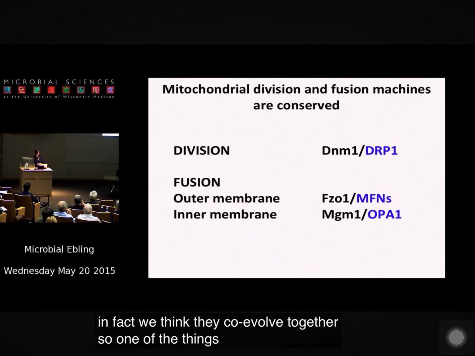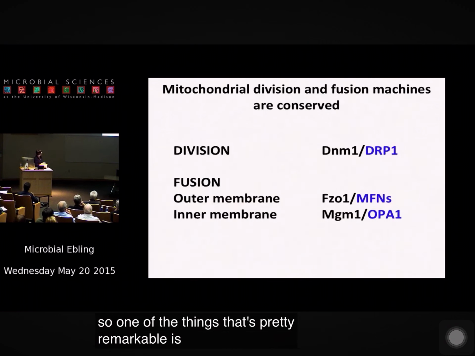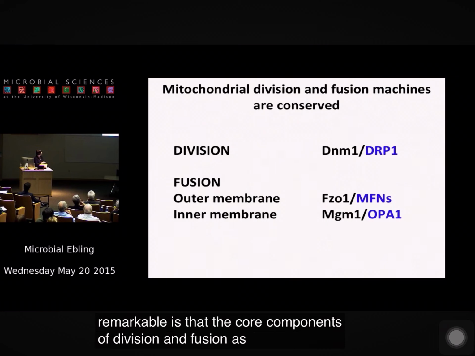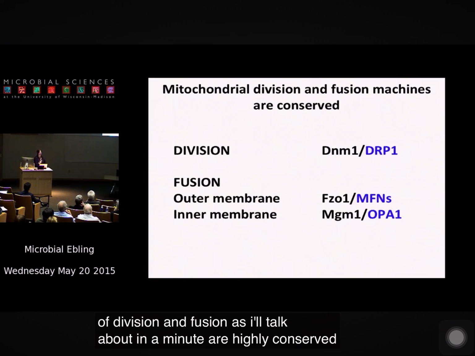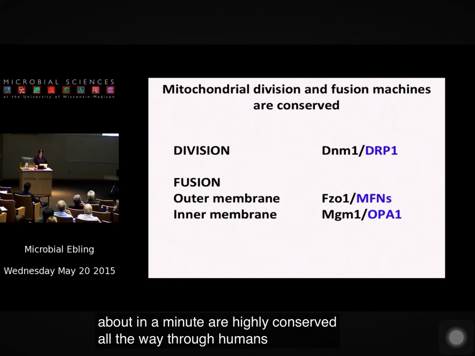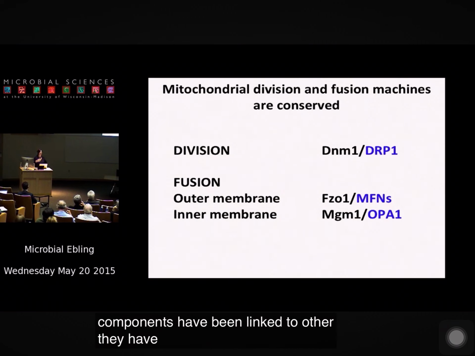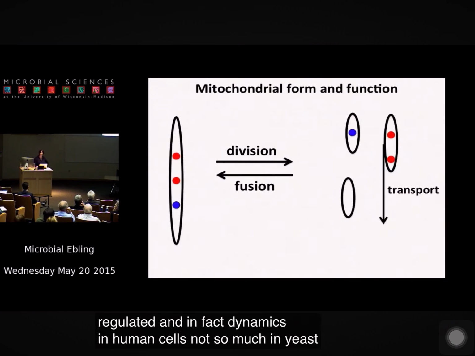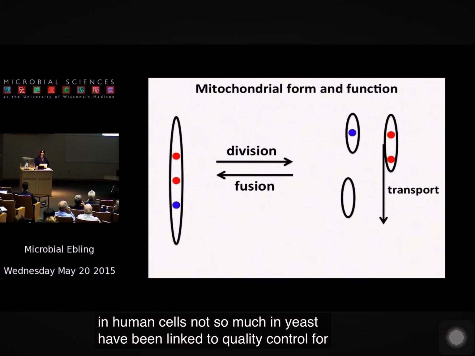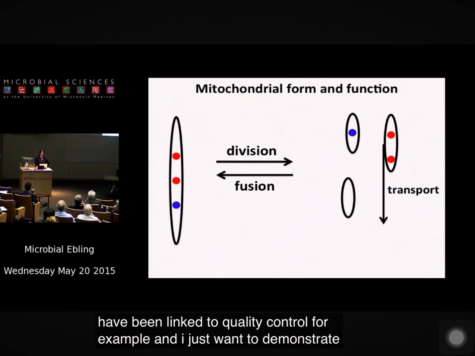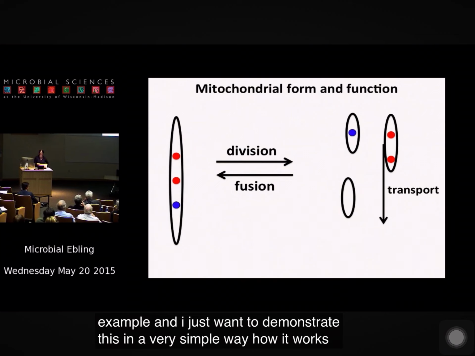So one of the things that's pretty remarkable is that the core components of division and fusion, as I'll talk about in a minute, are highly conserved all the way through humans. The human components are much more highly regulated. And in fact, dynamics in human cells, not so much in yeast, have been linked to quality control, for example. And I just want to demonstrate this in a very simple way, how it works.